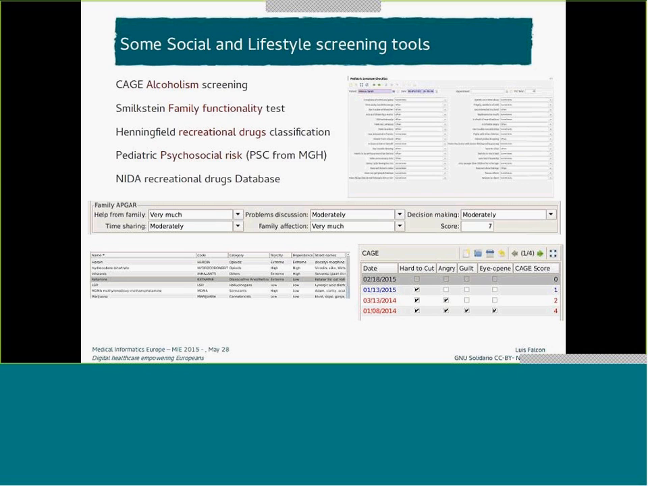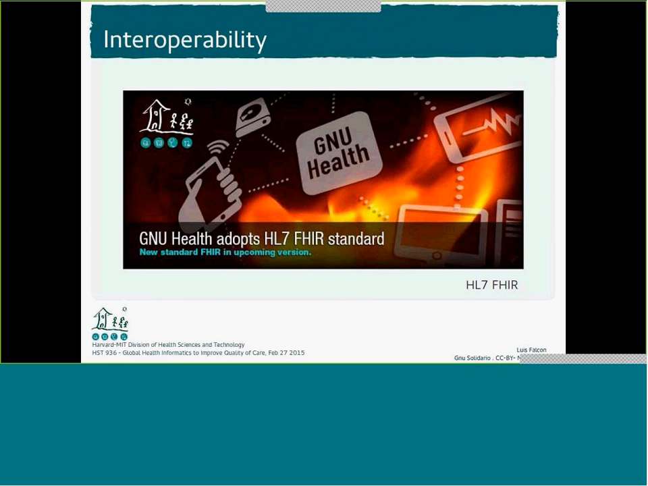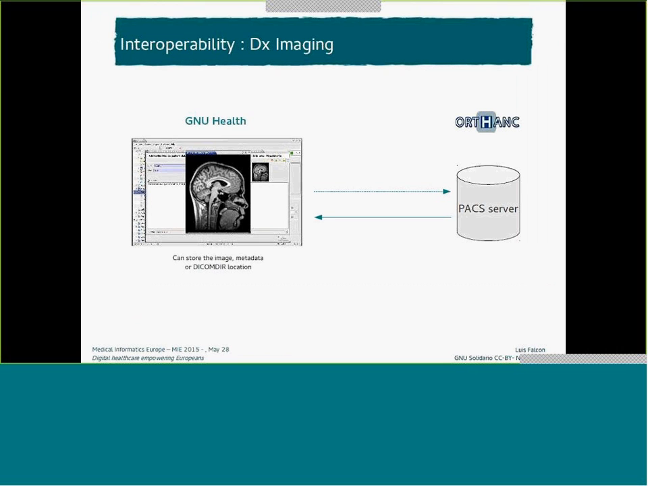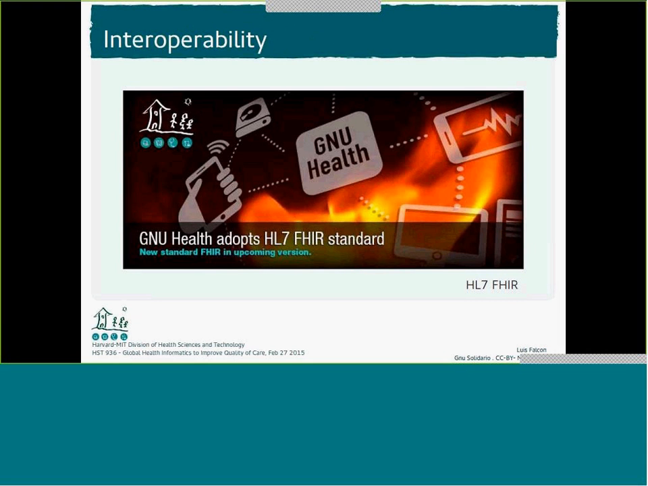So now I will talk about interoperability and what we've been working on in the later versions, and I would like to focus on the HL7 FHIR standard. The reason to incorporate HL7 FHIR is because, in our opinion, it gets the best of HL7 version 2 and HL7 version 3. It's clear and well documented.